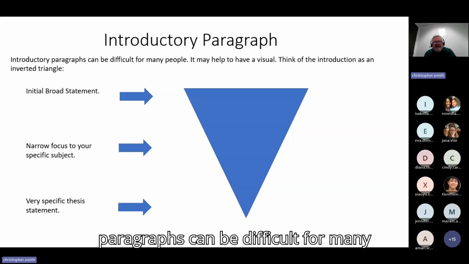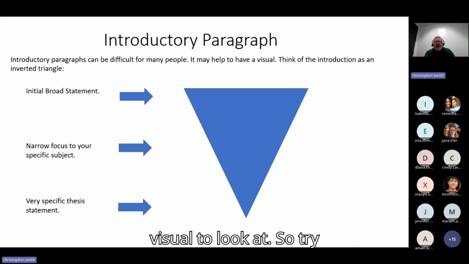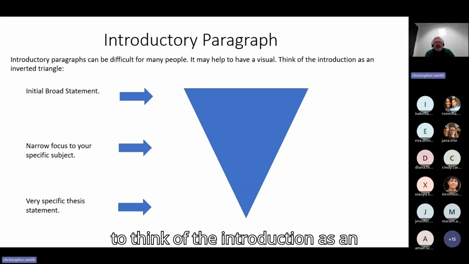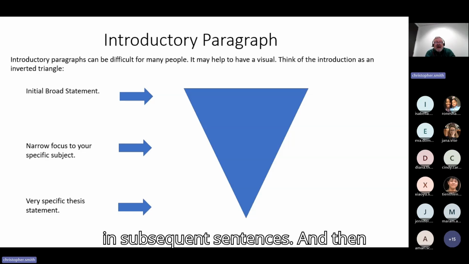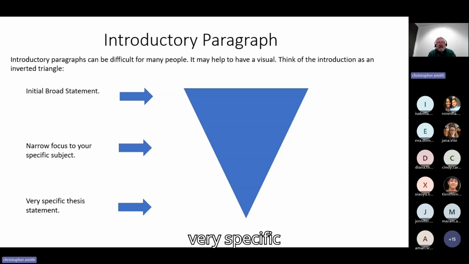Introductory paragraphs can be difficult for many people, and it can help to have a visual to look at. So try to think of the introduction as an inverted triangle in the sense that you start your paragraph with an initial broad statement. Then you narrow the focus to your specific subject in subsequent sentences. And then you finish your introductory paragraph with a sentence that is a very specific thesis statement.